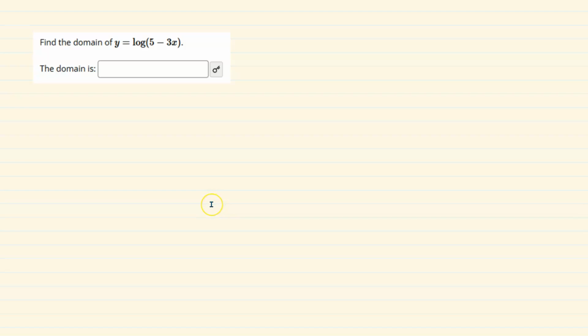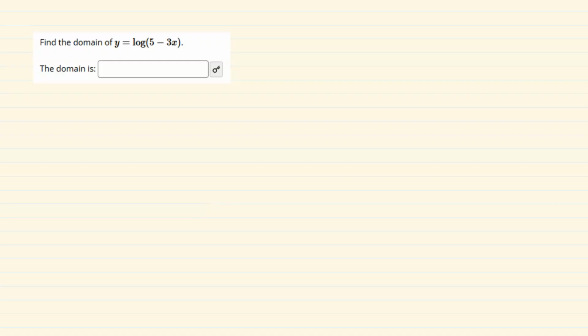You cannot evaluate the log of a non-positive number. So that includes 0, that includes negative numbers. You'll get an error. It's not part of your domain if it results in taking the log of a non-positive number. With that in mind, let's focus on what's inside.